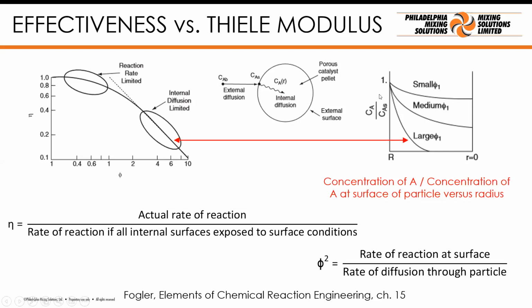And if we look at the concentration of A in the liquid phase at the surface divided by the concentration at the surface, if we have a small value of phi, the concentration at the surface or inside the particle is very close to the surface value. But if it's large, it can go to zero.